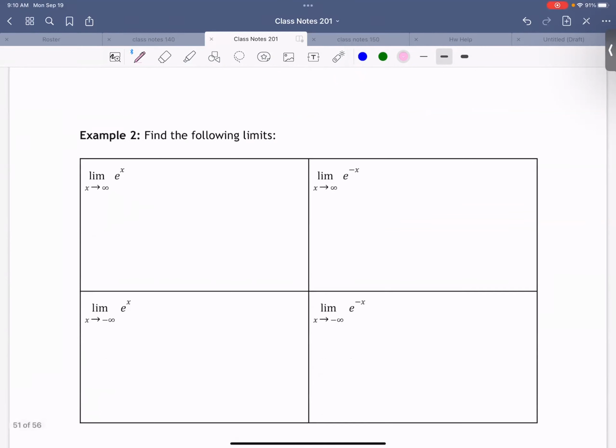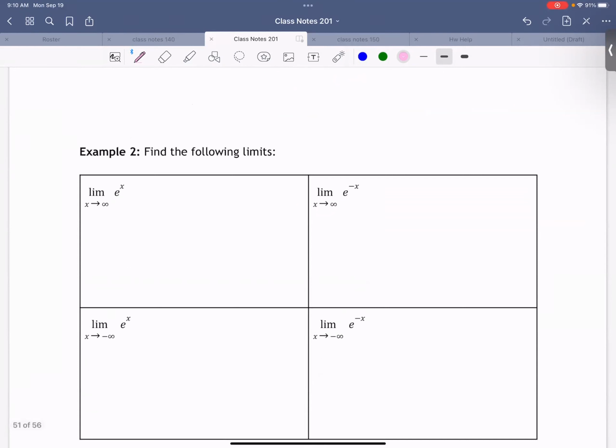So let's take a look at these limits. Let's take a look at the limit as x approaches infinity of e to the x. Maybe a graph might help us out here. What does the graph of e to the x look like?